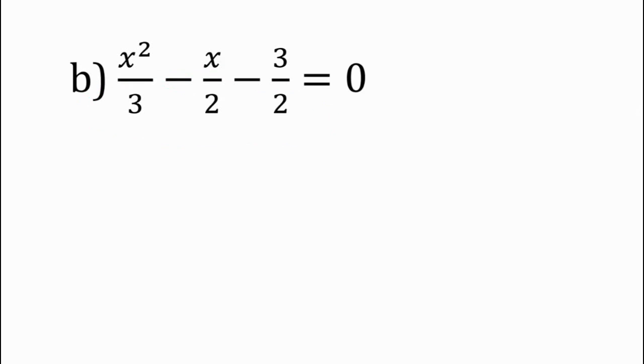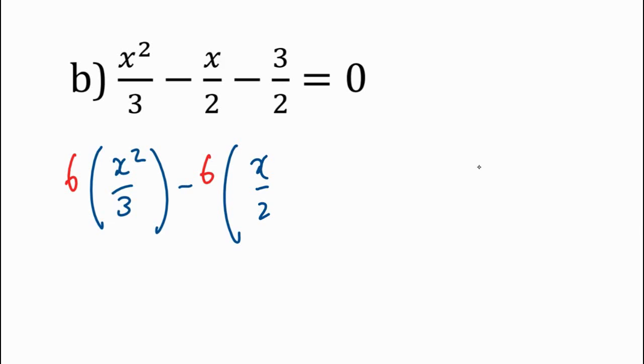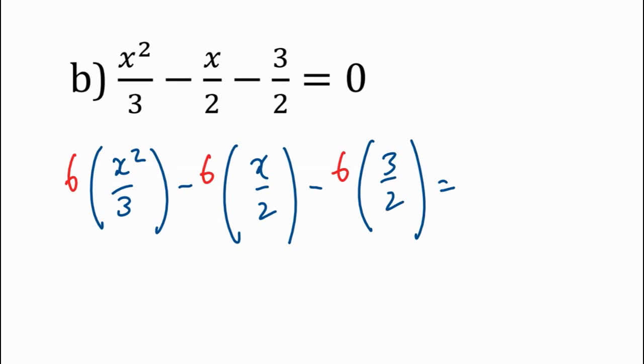But if you pick the smallest one, it's going to make your life a little bit easier. So we're going to multiply through by 6, and this is how I'm going to show it. I'm going to say 6 times x squared over 3 minus 6 times x over 2 minus 6 times 3 over 2.